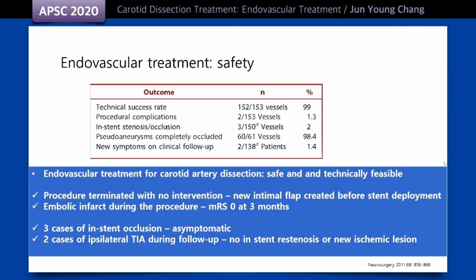During the mean angiographic follow-up of 12.8 months, in-stent restenosis and occlusion occurred in 2% of patients. All of them were asymptomatic. Ipsilateral TIA occurred in 2 cases, both of whom had no ischemic brain lesion or in-stent restenosis. Endovascular treatment for carotid dissection may be safe and technically feasible. However, we should consider publication bias when interpreting study results.